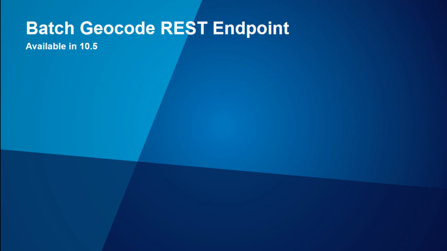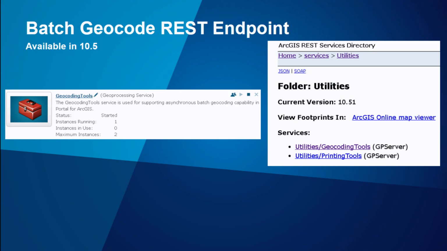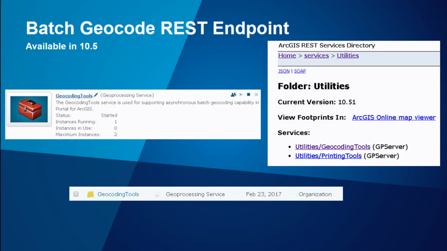So the BatchGeocode REST endpoint is available in 10.5. You'll find it in your server manager. Under services, utilities, you'll see geocoding tools. That's where the BatchGeocode API is available. And you'll see it in your portal.